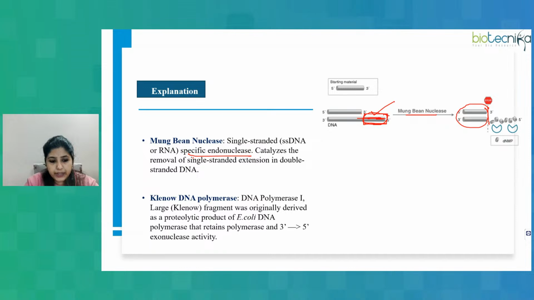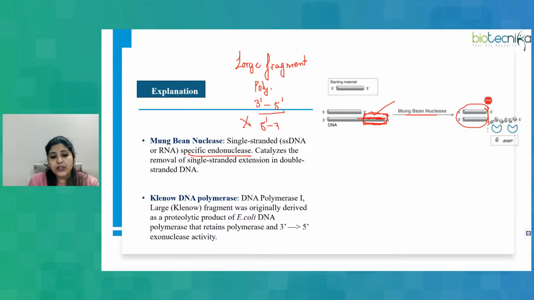Then Klenow DNA polymerase. So actually, Escherichia coli DNA polymerase 1, when you treat it with a mild protease, results in the formation of two fragments. The larger fragment is called the Klenow fragment, and it retains the polymerase activity and also has 3' to 5' exonuclease activity. But it lacks the 5' to 3' exonuclease activity of Escherichia coli DNA polymerase 1. The smaller fragment only has the 5' to 3' exonuclease activity.